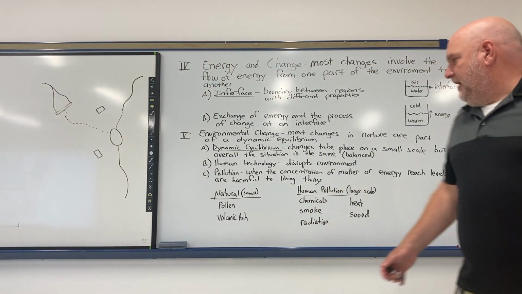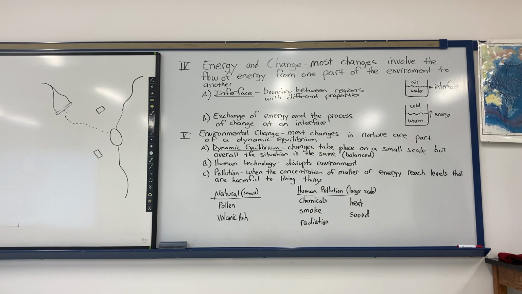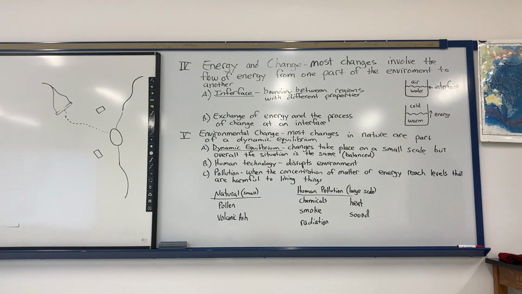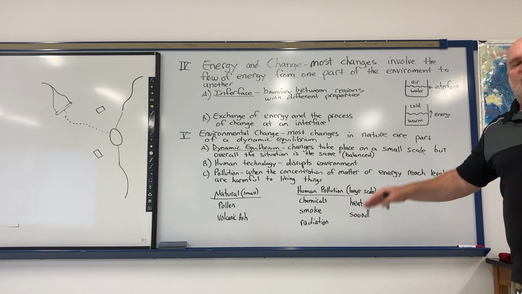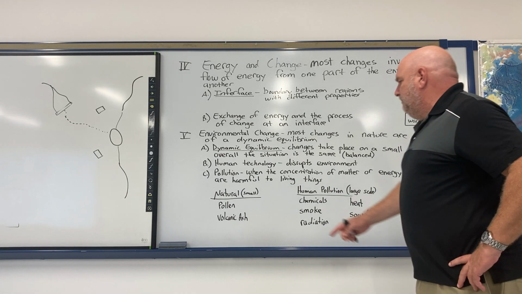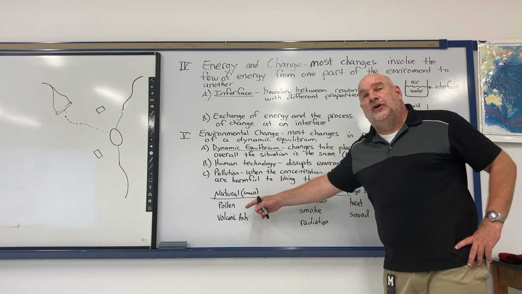Right? Another thing that, there aren't natural forms of it, but humans definitely play a huge role in it, is pollution. Pollution is when the concentration of matter or energy reaches levels that are harmful to living things. Now, humans play a big role in this. Now, there are some types of natural pollutants. Pollen, in some instances, could be considered a pollutant.